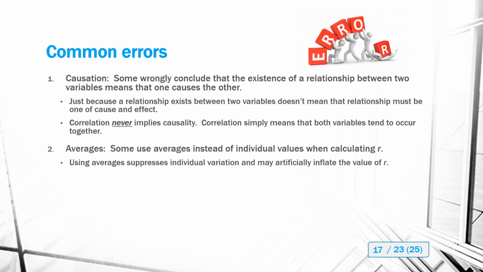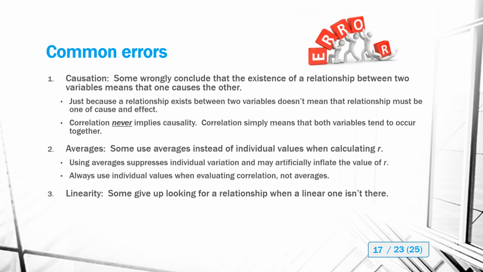When you use an average, it suppresses the individual variation that you get by using individual values, and that can artificially inflate the value of R. So what you run the risk of doing is concluding that you have a correlation between your two variables when there isn't that strong of a correlation between them. So you always want to use individual values when you evaluate correlation and not averages.